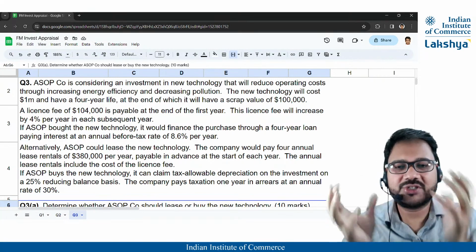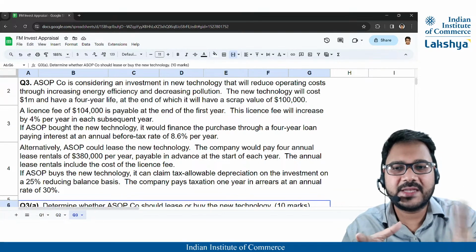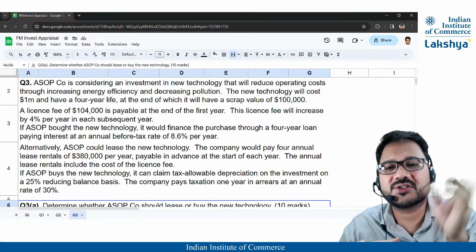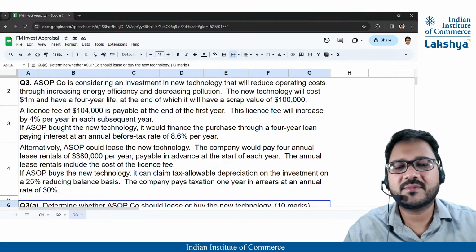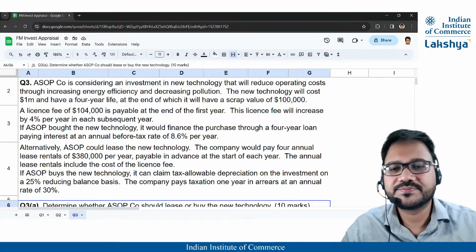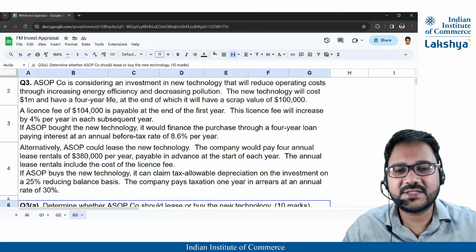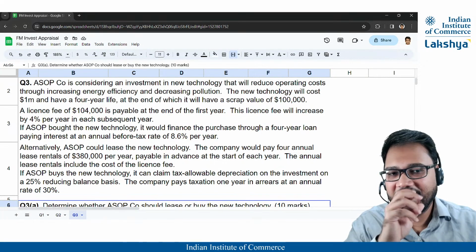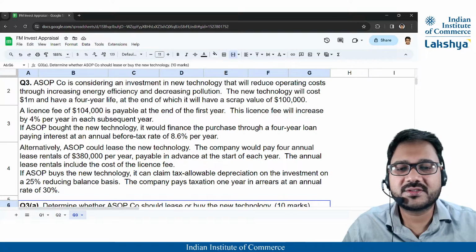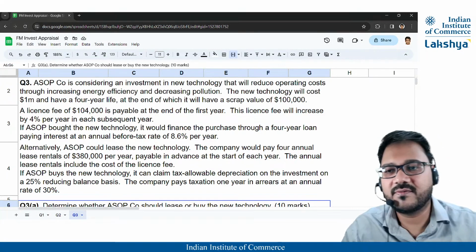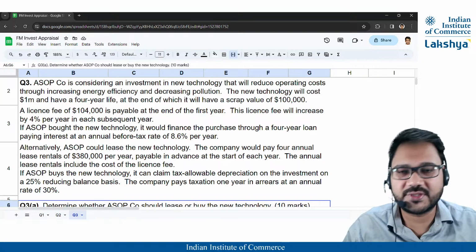The technology, the machinery, is the hardware. Then you need a license fee to use it, the software part of it. Okay, but if you lease it, it comes with the software. That 380,000 includes everything. If ASOP buys the new technology, it can claim tax allowable depreciation on the investment on a 25% reducing balance basis. The company pays taxation 1 year in arrear at an annual rate. Now, just keep in mind that the lease that we are paying is in advance at the beginning of the year, and the license fee is paid at the end of the year. Okay.